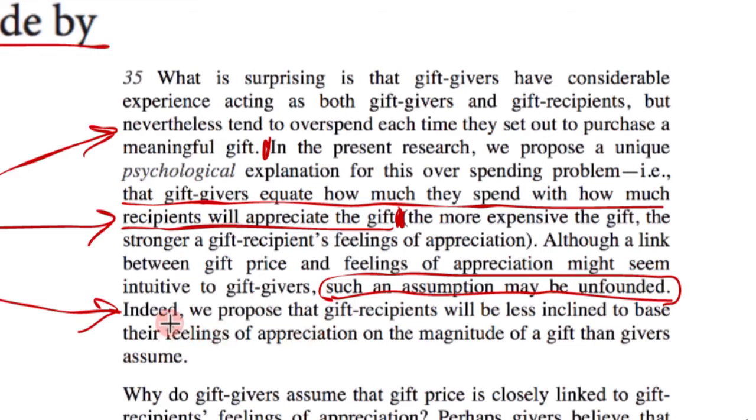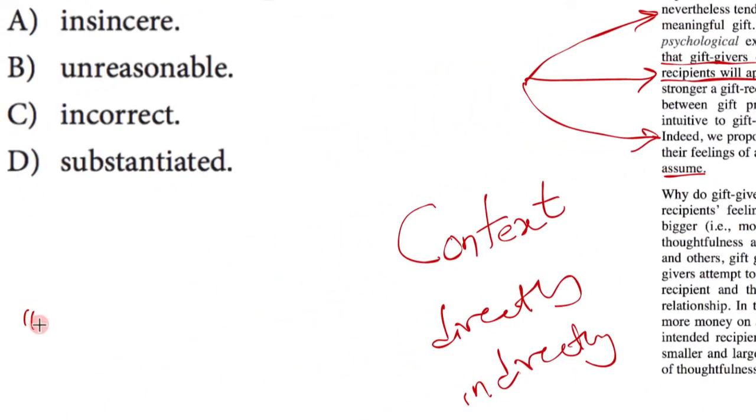It says, indeed, we propose that gift recipients will be less inclined to base their feelings of appreciation on the magnitude of a gift than gift givers assume. Once again, it's telling us that what the gift givers assume is not right. Check that out. I just tried to explain it to myself, and I used the phrase, is not right. This is also a very important strategy for the SAT. Answering the question for yourself before looking at the options gives you a sense of what's right before you encounter the deliberately misleading options that the College Board puts in front of you.